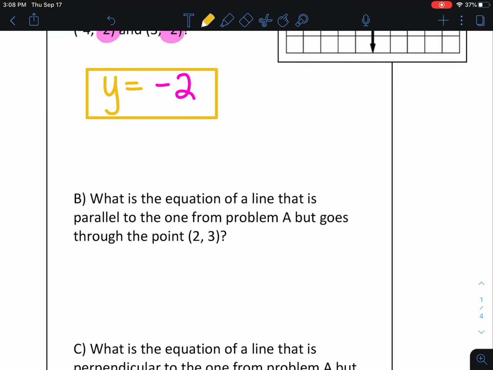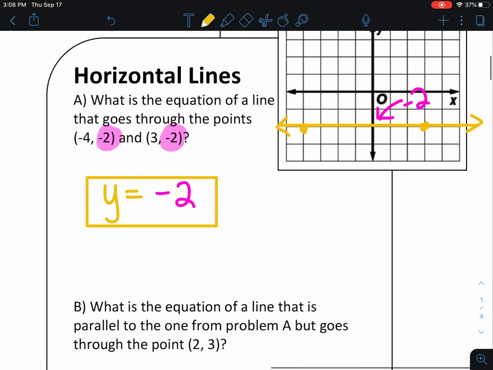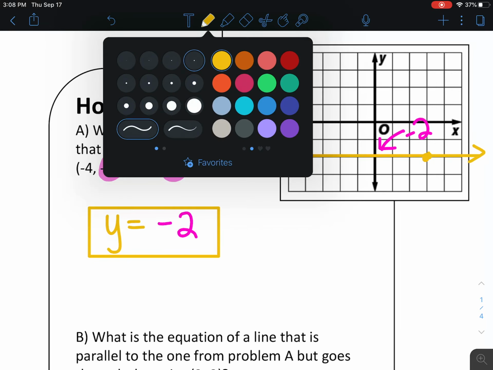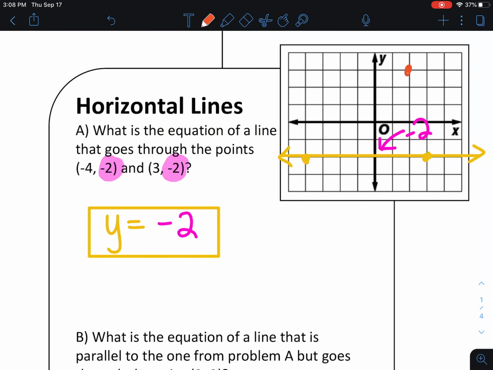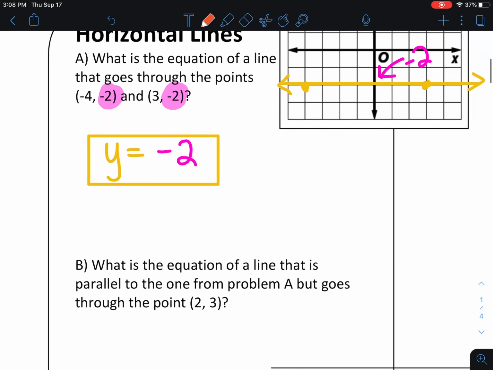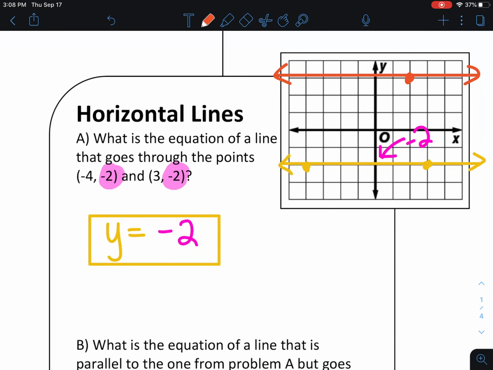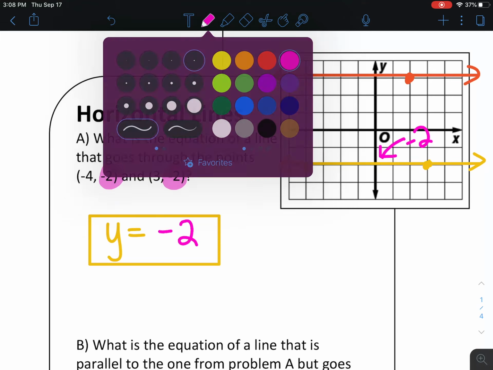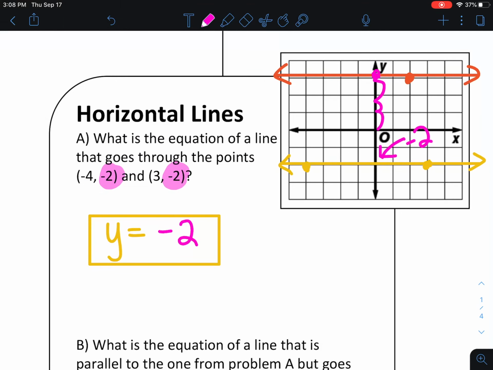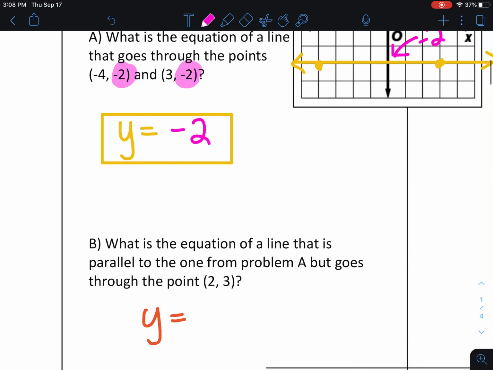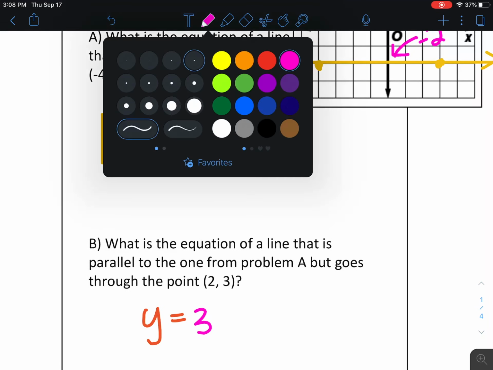What is the equation of a line that is parallel to the one from problem A but goes through 2, 3? Okay, so now we're going to go through 2, 3, so 2 over, 3 up, and we want it to be parallel. Now we have this line, and we need the equation. Where does this line intersect? It intersects the y-axis, first of all. So I'm going to start by writing y equals, because it intersects the y-axis. And where does it intersect? It intersects at 3: 1, 2, 3, yep. That's where it goes through the y-axis. So that's going to be y equals 3.